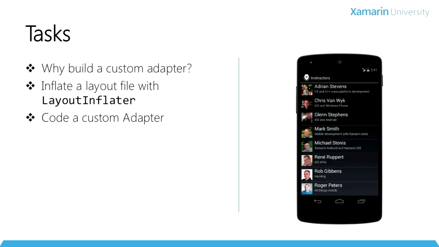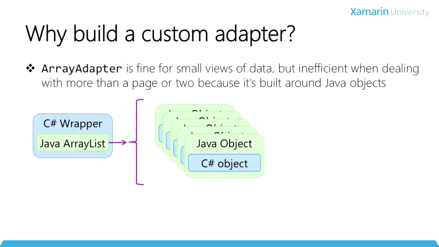And the key operation is creating a row. So you'll need to instantiate a layout file, look up each view in the layout, and then populate the view with its data. Although the built-in array adapter is simple to use, there's a big problem with it when you have more than a few elements.